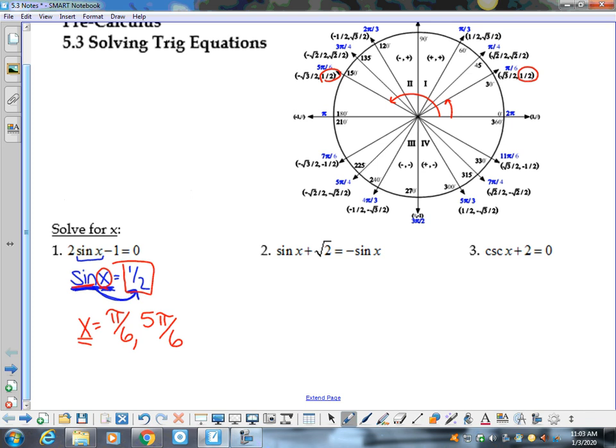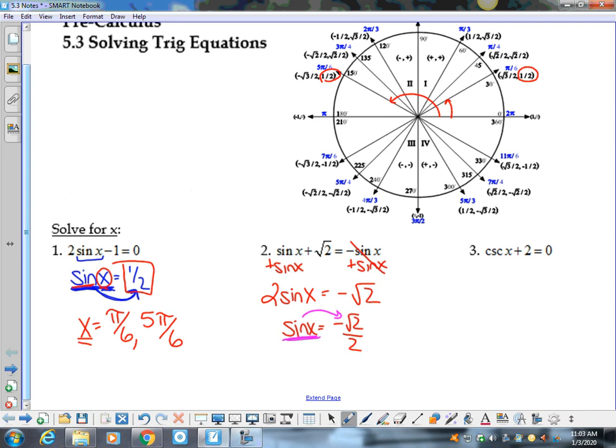Okay? So number 2, and kind of using your algebra skills, you want to get your trig together and your non-trig on the other side. So I'm going to add this sine x over. So that gives me 2 sine x. And then I'm going to subtract that root 2 over and get negative root 2. And then I'm going to divide both sides by 2.